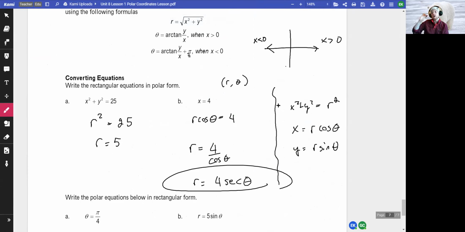What do you think r equals 4 cosecant theta is going to be? Horizontal line. Yes.